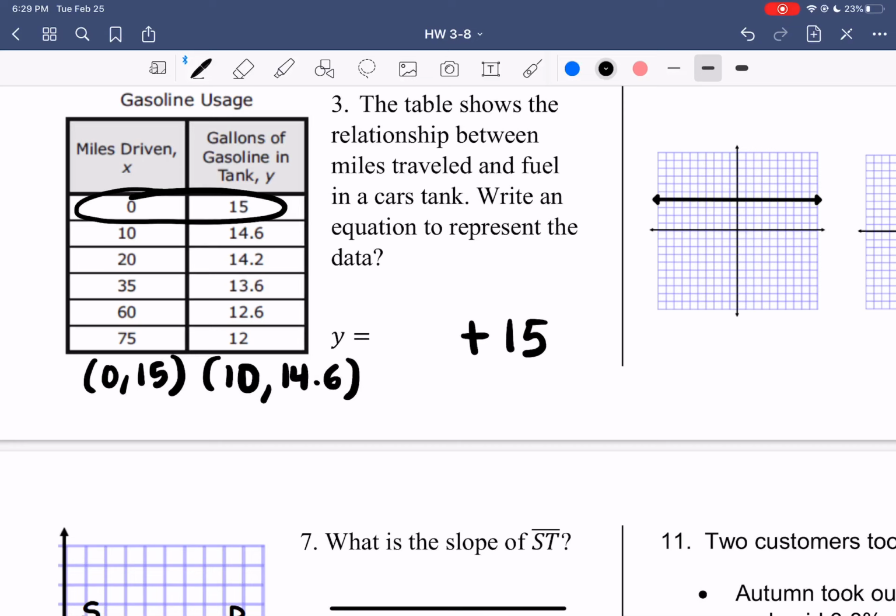We could do x1 and y1, x2 and y2, and we could find our slope that way, but in the calculator it would be quicker.